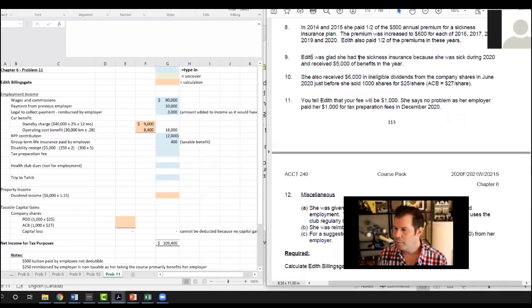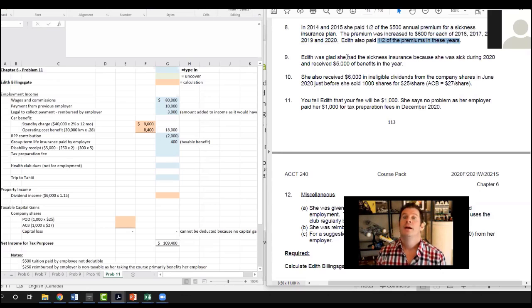Now, next up, point 8. In 2014 and 2015, she paid 1/2 of the $500 annual premiums for a sickness insurance plan, which means she paid $250 per year, meaning her employer must have paid the other $250. Okay. The premium was increased to $600 for the next 5 years. She also paid half of the premiums in these years.